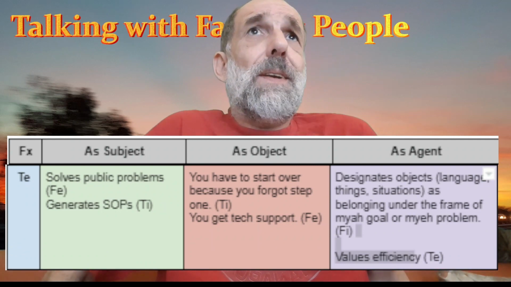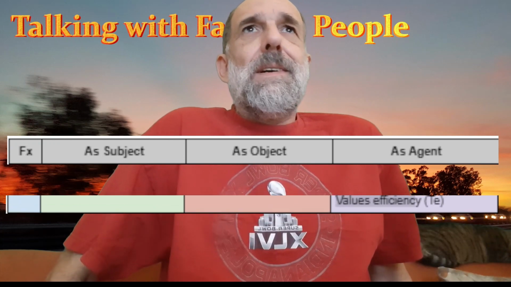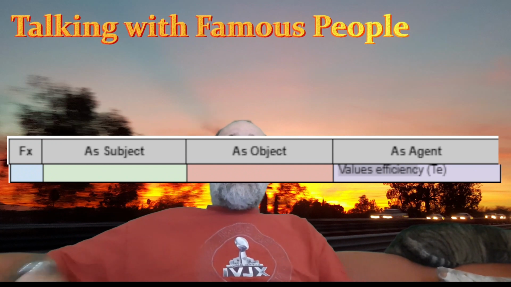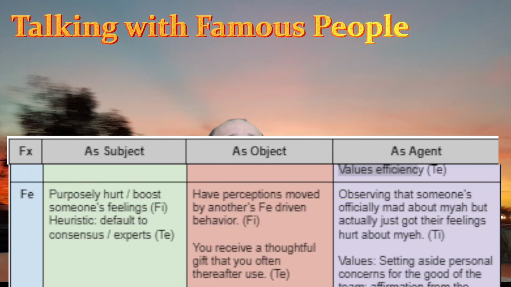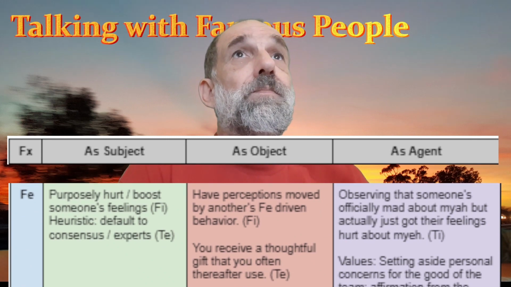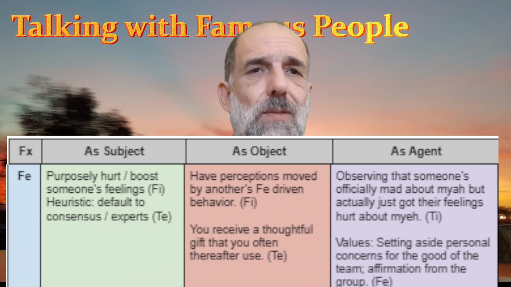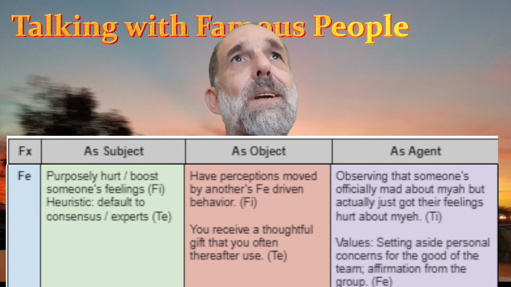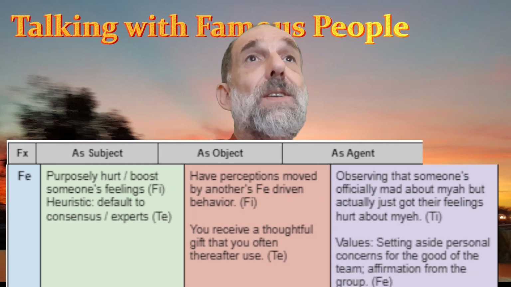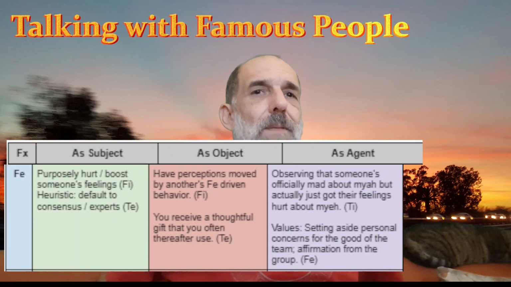FE, as a subject, purposely hurt, boost someone's feelings. That links to FI. You have to understand feelings to do that. And the heuristic defaults of consensus or experts. That links to TE. TE has a tendency to do the same thing there. As an object, have perceptions moved by another's FE-driven behavior. So if you are successfully schmoozed or flattered into doing something, you have been the object of somebody else's FE. You receive a thoughtful gift that you often use thereafter. If that's the case, you've been the object of somebody's thoughtful FE that links to TE.